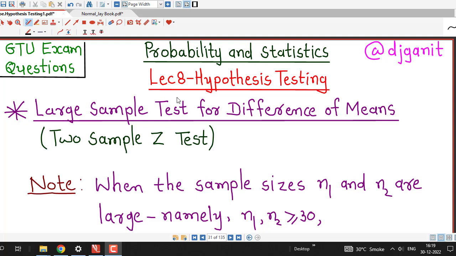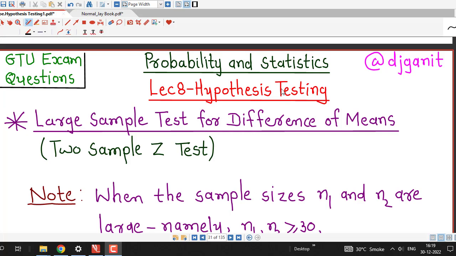Hello friends, I welcome you to lecture number 8 on hypothesis testing. In lecture number 7, we discussed the two sample Z test. We have seen how we can apply the two sample Z test for testing the difference between two population means.